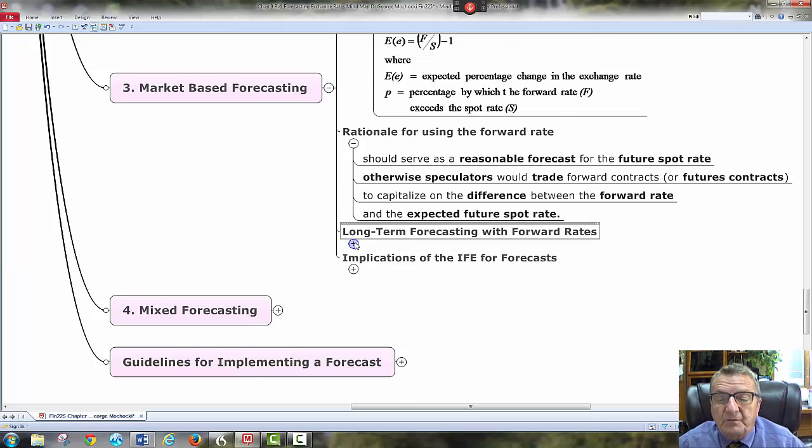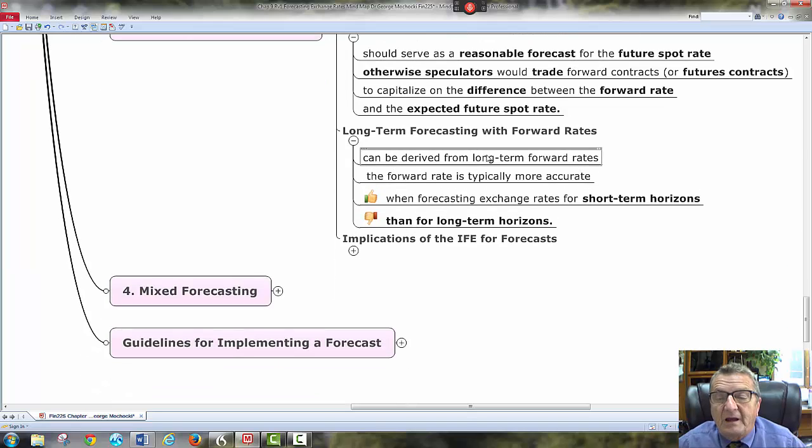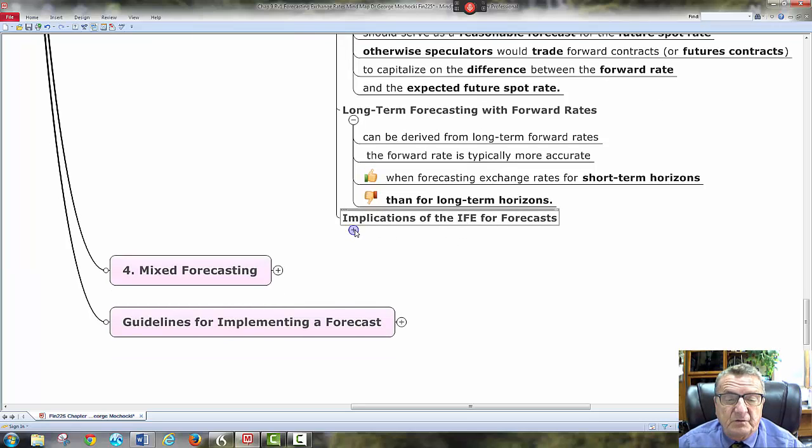Okay, so long-term forecasting can be derived from long-term forward rates. The forward rate is typically more accurate when forecasting exchange rates for a short-term horizon. Right? It's more accurate for short-term, but it's not very accurate for long-term because it could change very abruptly. Volatility of the market.